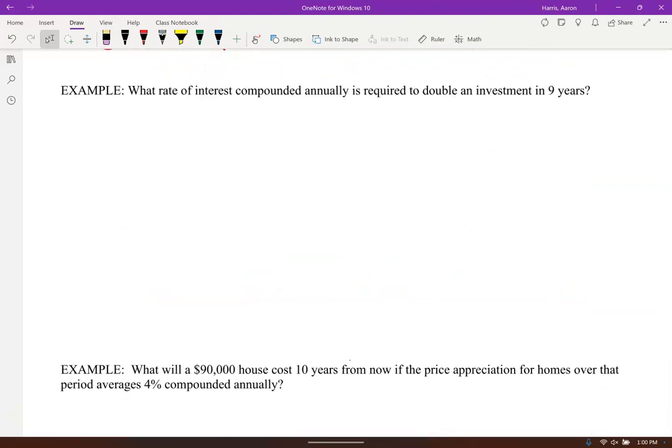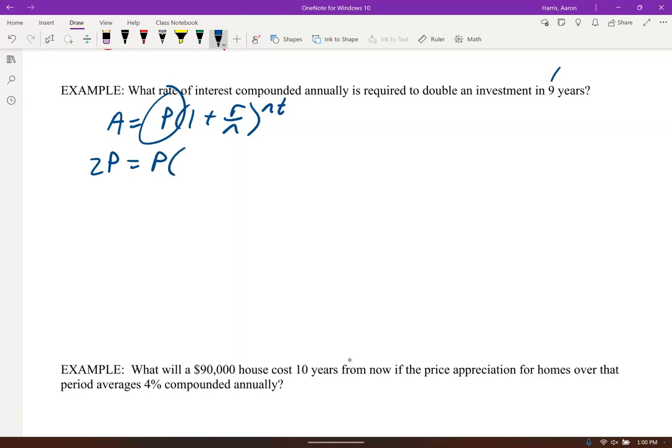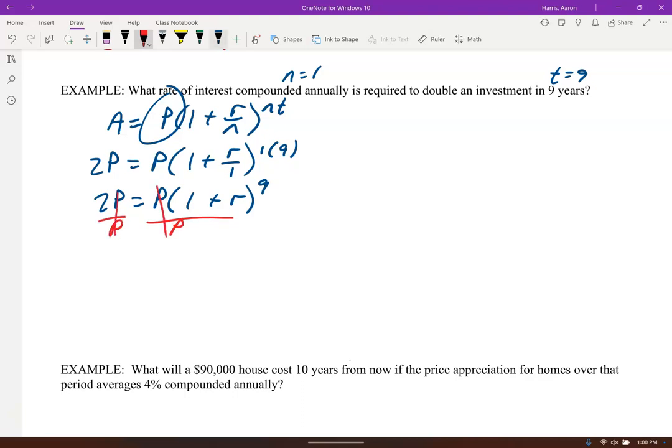What rate of interest compounded annually is required to double an investment in 9 years? Okay, so I want to double my investment. I want to double P. That's what I want to end up with. And want to do it in 9 years. I'm compounding annually, and I'm solving for R. So 2P equals P times 1 plus R over 1, which is R, to the 9th. Let's get rid of this P on both sides. So we got 2 equals 1 plus R to the 9th.